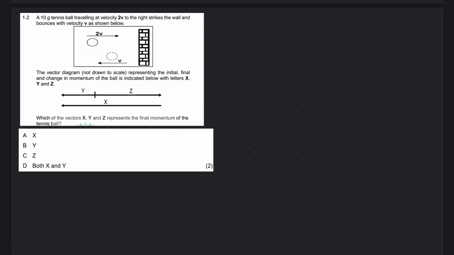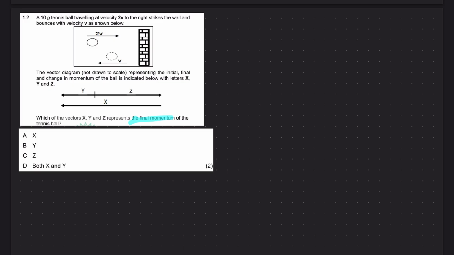Question 1.2. A 10-gram tennis ball traveling at velocity 2v to the right strikes the wall and bounces with velocity v as shown below. The vector diagram representing the initial, final, and change in momentum of the ball is indicated below with letters x, y, and z. Which of the following vectors, x, y, and z, represents the final momentum of the tennis ball? Now, this question often comes out in multiple choice exams, so it's very important that you practice questions like this. However, this one is easy, and I'm going to show you why. Because they are asking for the final momentum.